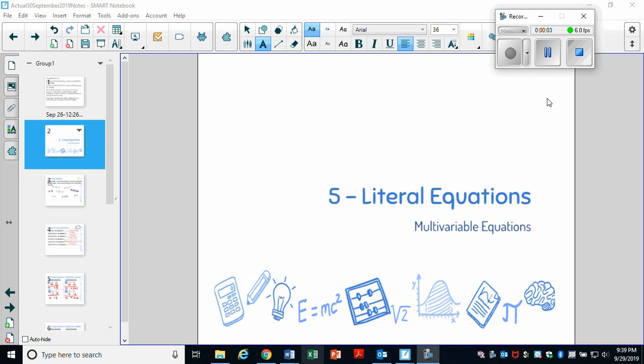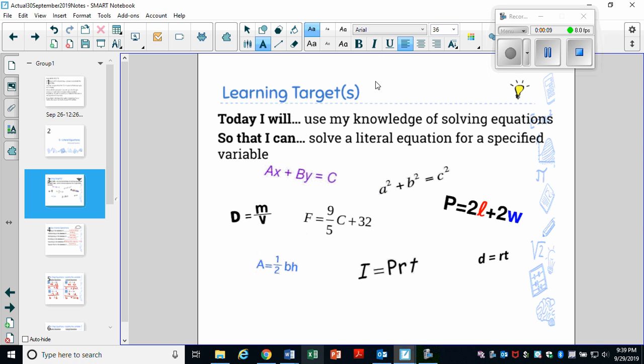Unit 2, Lesson 5, Literal Equations. Your learning target: Today I will use my knowledge of solving equations so that I can solve a literal equation for a specified variable.